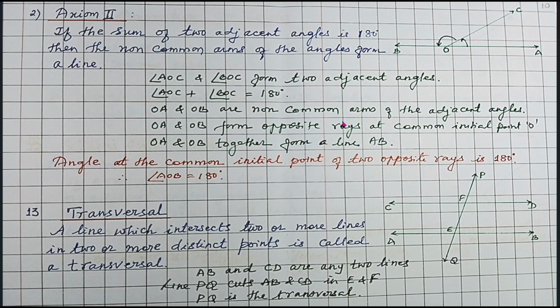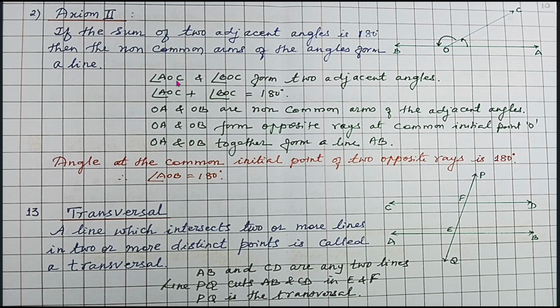Remember that. Now the axiom number 2, if the sum of two adjacent angles is 180, then the non-common arms of the angles form a line. Now here, please understand very clearly, angle AOC and angle BOC are two adjacent angles because they have a common vertex and common arm. The sum of the two angles is 180, and therefore OA and OB are the non-common arms, OC is the common arm. The OA and OB, which are the non-common arms, create a line, because the angle AOB is 180 degrees.